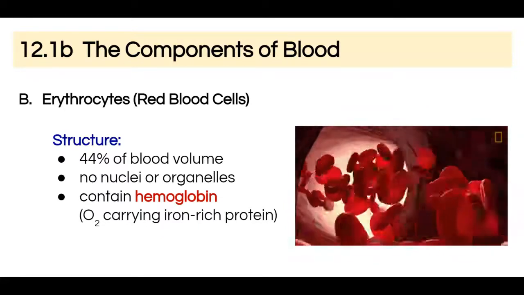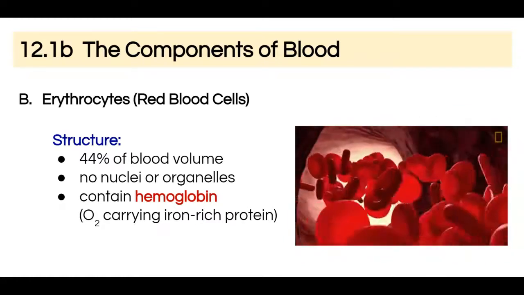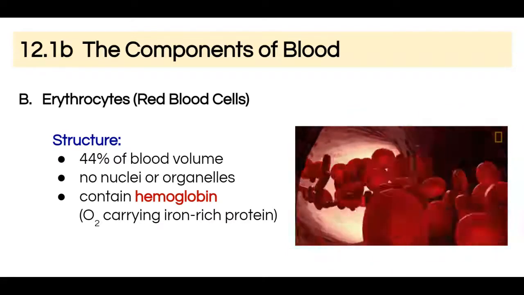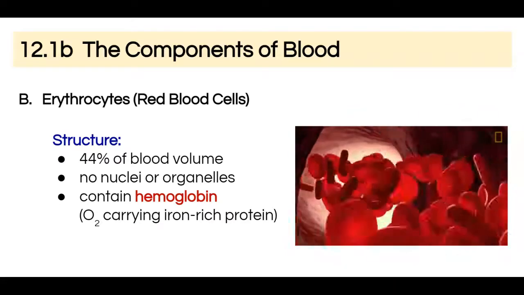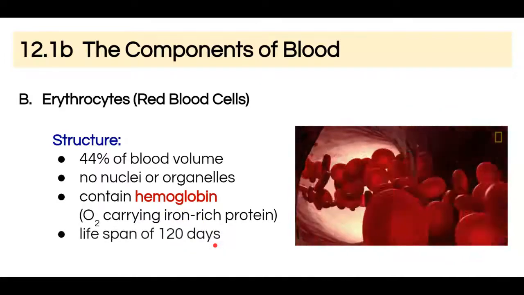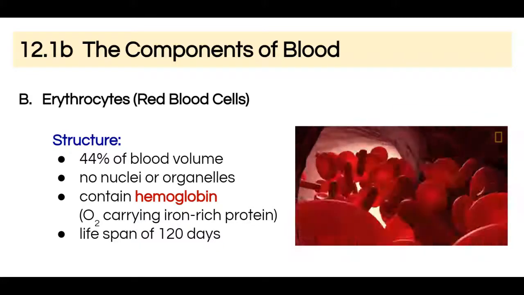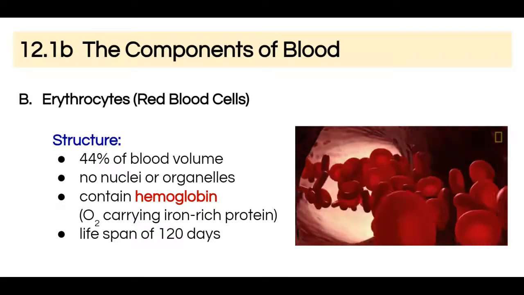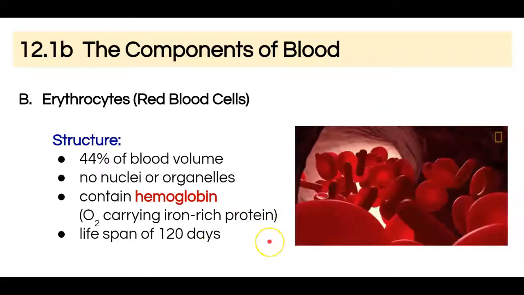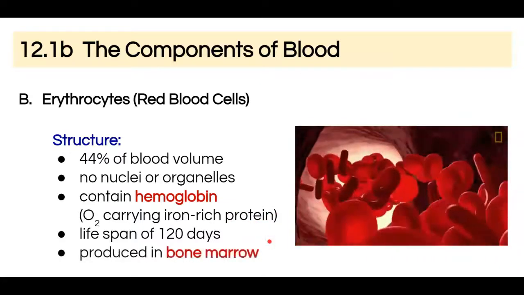Each of our red blood cells actually has about 280 million hemoglobin molecules. So think about that for a second. Each red blood cell is going to live about 120 days, and then it's going to cease to be functional, and it will die off. But where do the new red blood cells get made? Well, they get produced in our bone marrow.